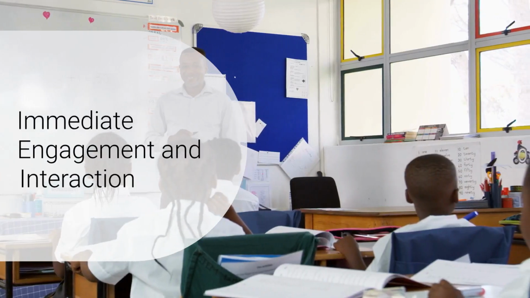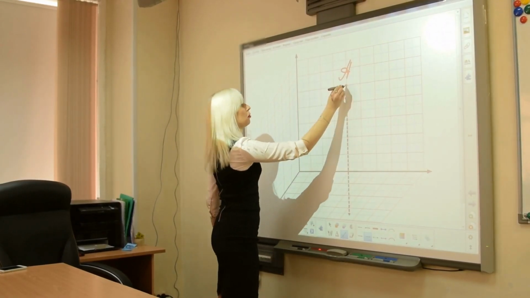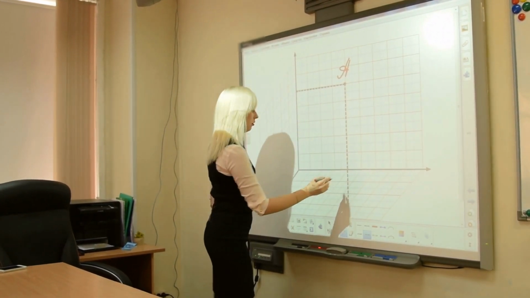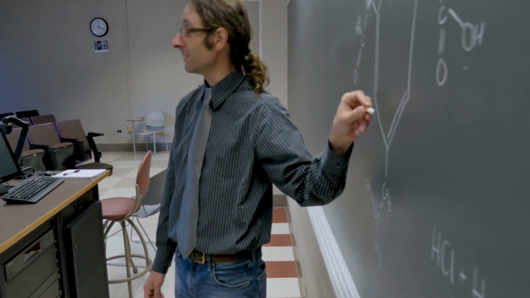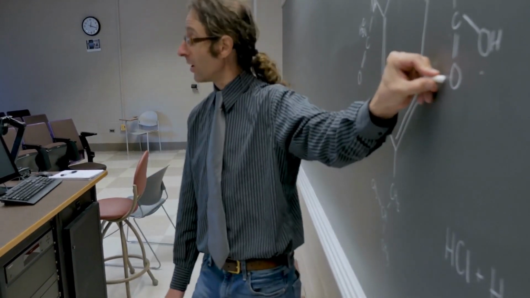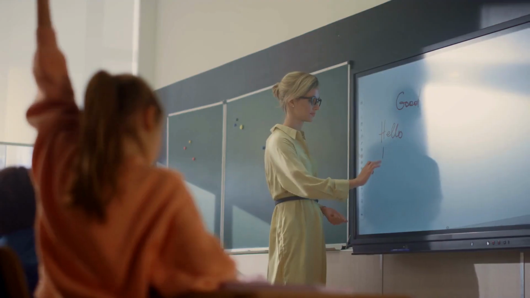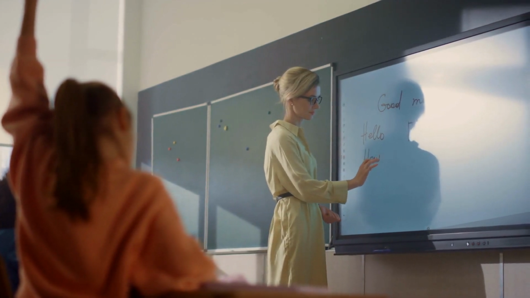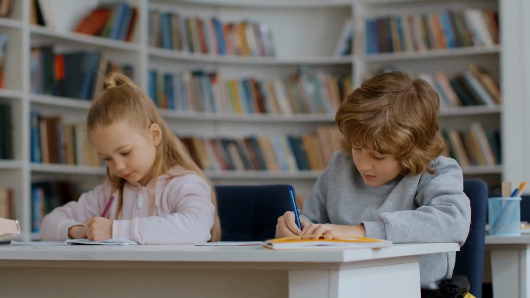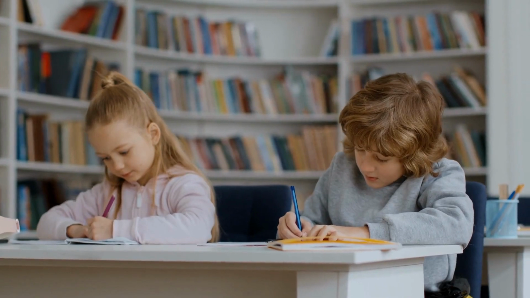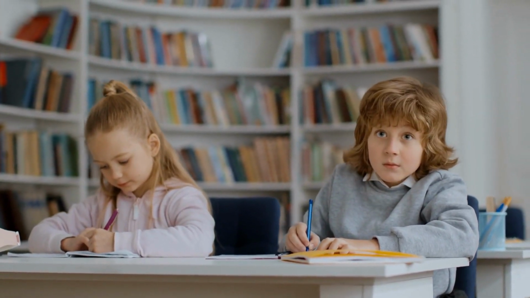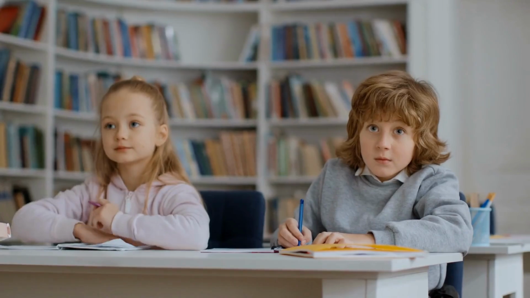Immediate engagement and interaction. Mini whiteboards facilitate immediate engagement and interaction in the classroom. At the start of a lesson, a teacher can pose a diagnostic question related to the day's topic. Students can quickly jot down their answers on their mini whiteboards and hold them up for the teacher to see. This instant feedback mechanism allows the teacher to gauge the students' prior knowledge and understanding, enabling the adjustment of lesson plans to address any gaps or misconceptions.